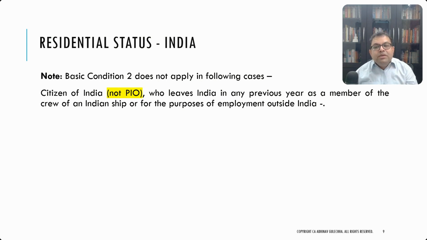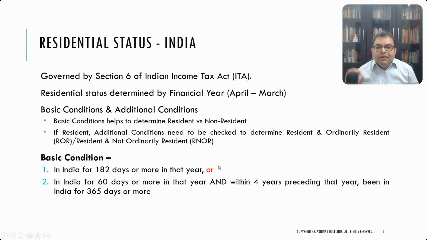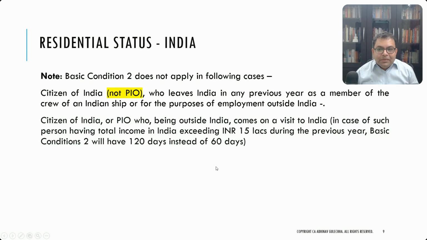The person has to be a citizen of India who leaves India in any previous year as a member of the crew of an Indian ship or for the purposes of employment outside India. Understand here, you have to leave India; you cannot already be outside India. You were in India and you leave India as part of a crew of an Indian ship or for employment. If you do that, then condition 2 will not apply, and only the first condition applies: 182 days and above in that particular year. Now, the second case is a citizen of India or a PIO. Here, a PIO is also eligible.